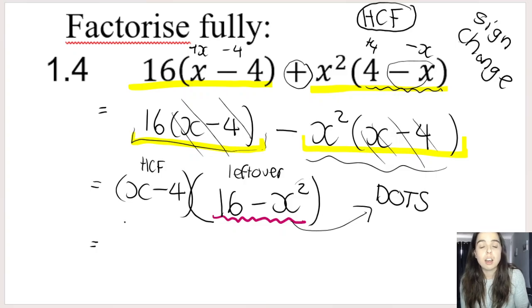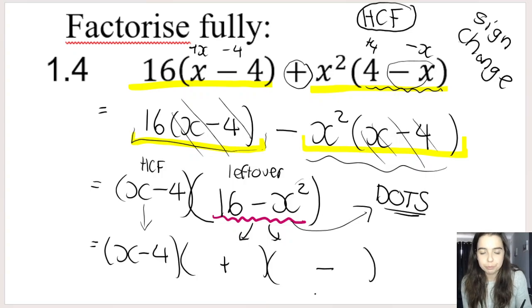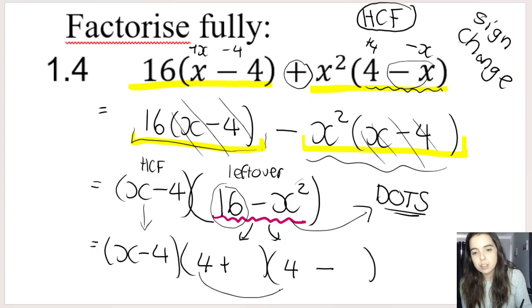So when I do DOTS, I do the following. First of all, this bracket is going to get carried down into my answer. Then when I do DOTS, that bracket is now going to split into two new brackets. How we always set up DOTS is we do a plus in the one bracket and a minus in the other. The square root of 16 is 4 and 4. And this should make sense because if I say 4 times 4, I'm going to get 16. And this will be x and x, because if I say x times x, I'm going to get x squared.